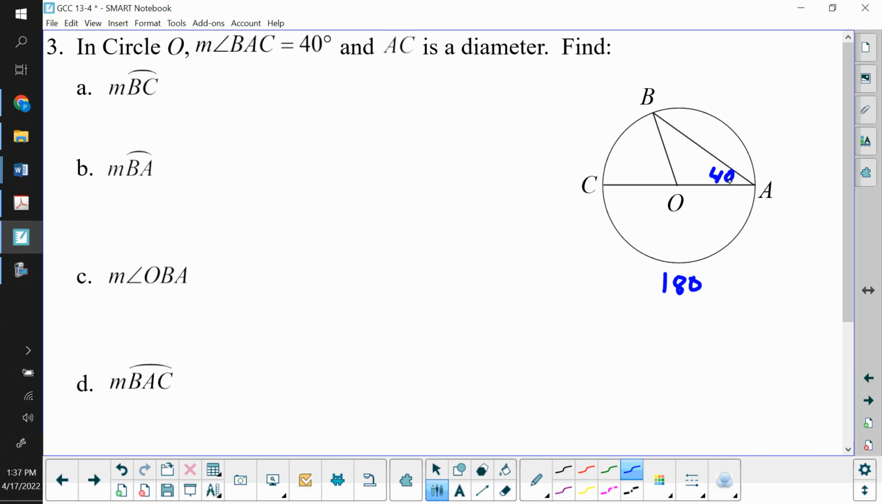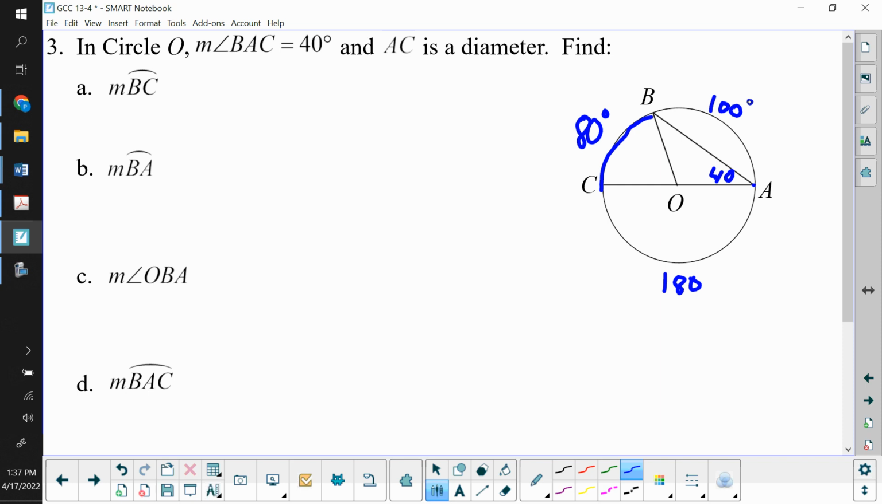Well, notice this 40 here is an inscribed angle. Its vertex is on the circle. It opens up to arc BC. Inscribed angle should be half of the arc. So if our inscribed angle is 40, that means this arc should have been 80. Well, if the bottom half of the circle there, AC, was 180, the top half should be 180 as well. Because we already had 80, that means AB must be 100.